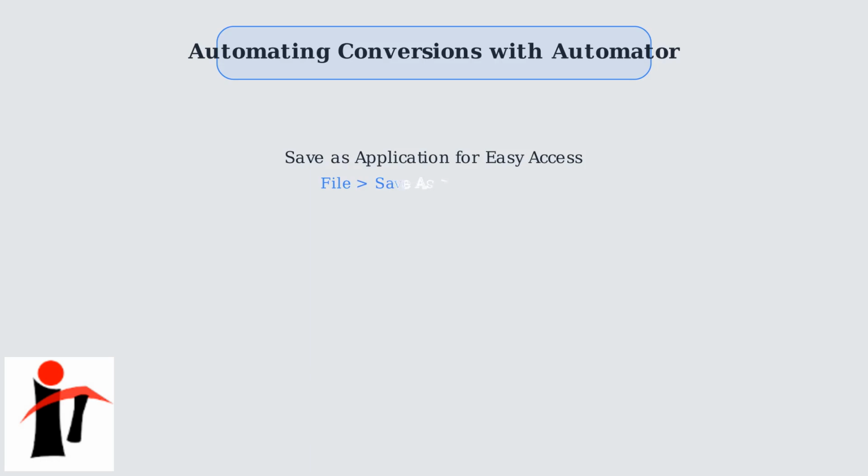Save your workflow as an application by going to File, Save As, and selecting Application. This creates a clickable app icon. For regular conversions of similar files, simply drag images onto this app or run it directly.